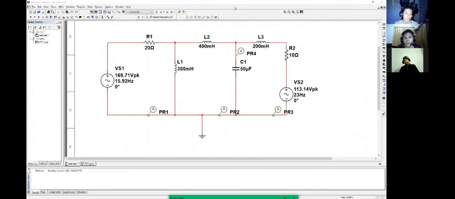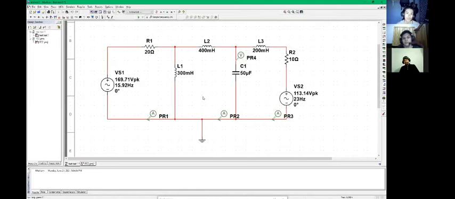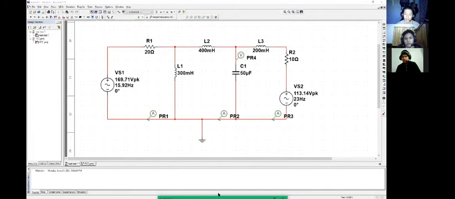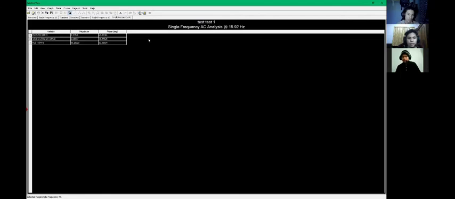So I will continue to the simulation of question two, which is using mesh analysis. We have loop 1, loop 2, and loop 3 on each mesh, and we need to calculate the voltage of the capacitor on C1. So we use single frequency AC to determine the value of each loop. The frequency is 15.92, which has been calculated based on the omega. And we pretty much get the same value that we have calculated manually.